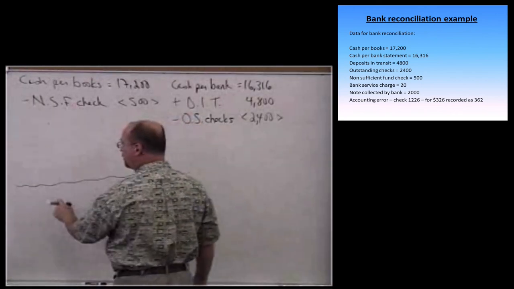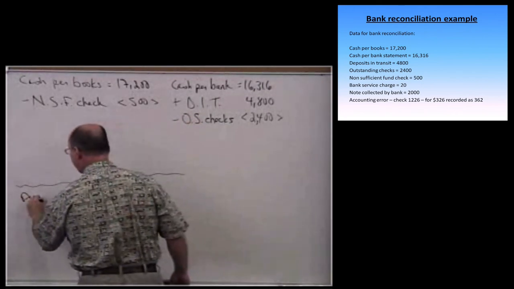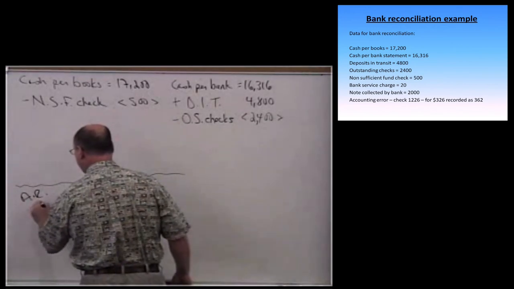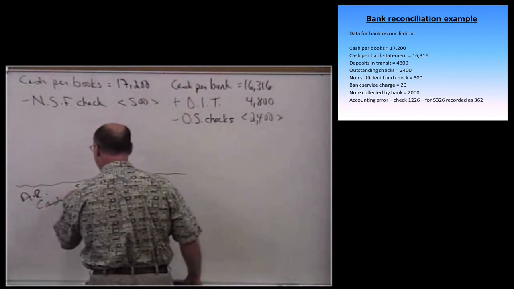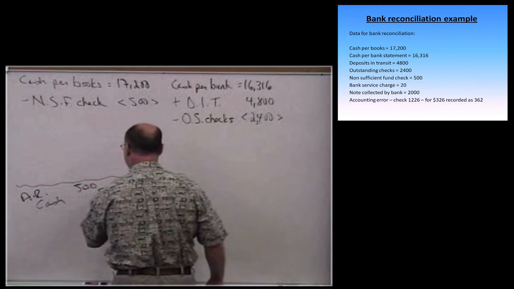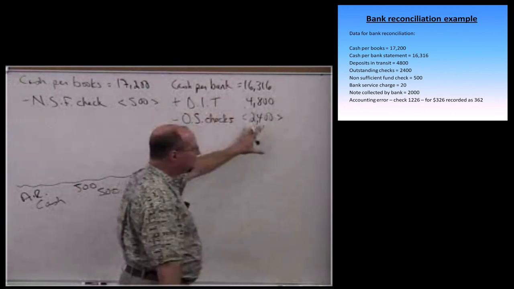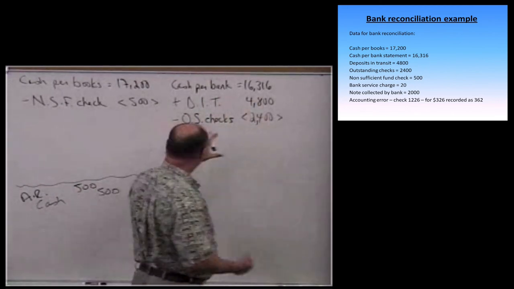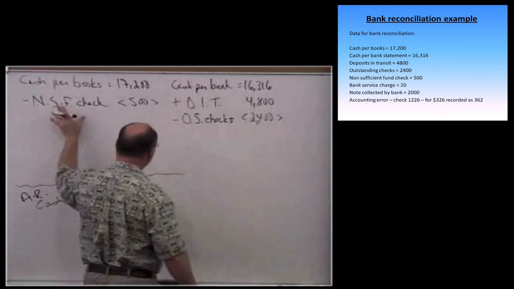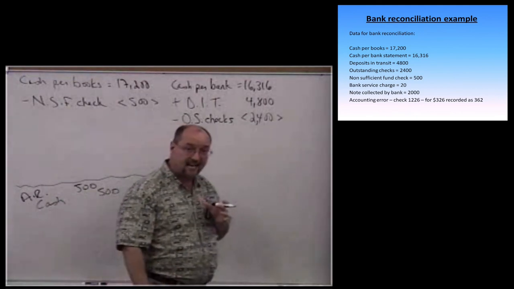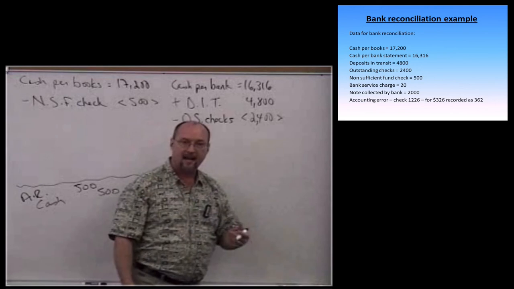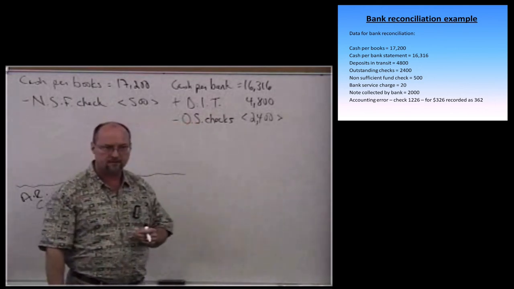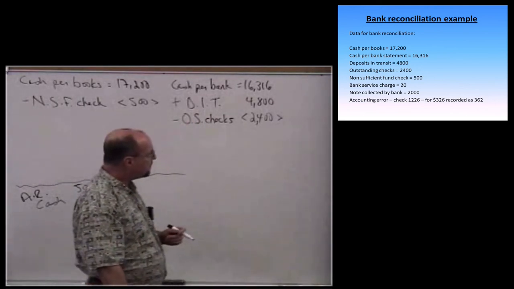I would have to record a journal entry, debiting accounts receivable, crediting cash for $500. Remember, these have already been accounted for by us in our records. These reconciling items have not been accounted for by us yet. We have to update our records. How do we do that? By recording journal entries.